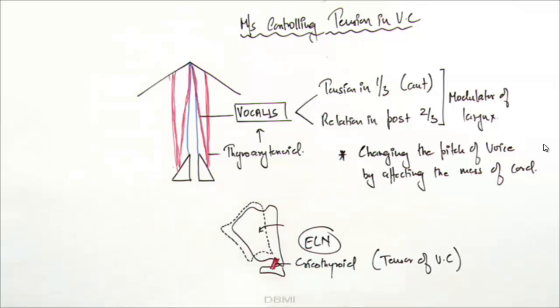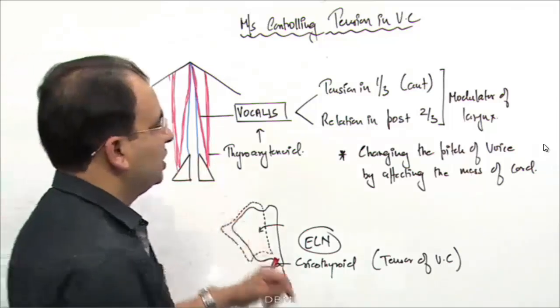This is about the muscles of the larynx. So we have the muscles of the larynx, which we discussed in three groups: the muscles controlling the inlet, the muscles controlling the rima glottidis, and the muscles which are controlling the tension in vocal cord.